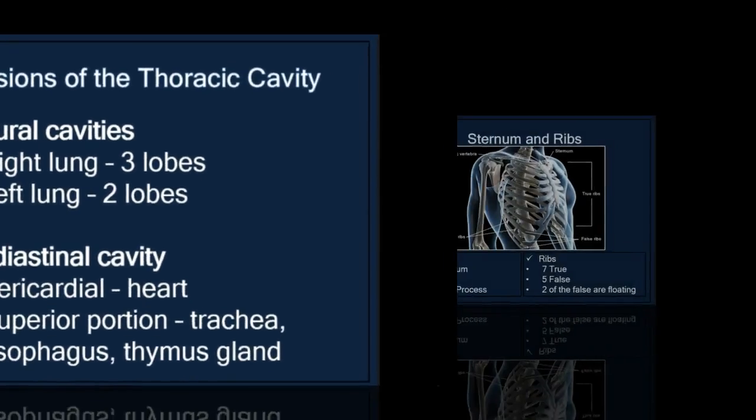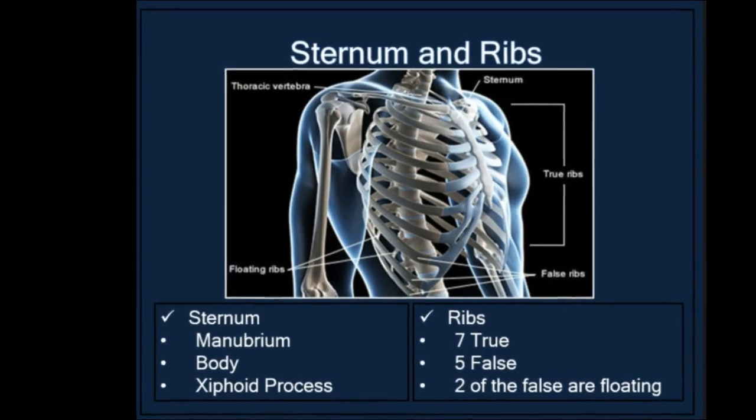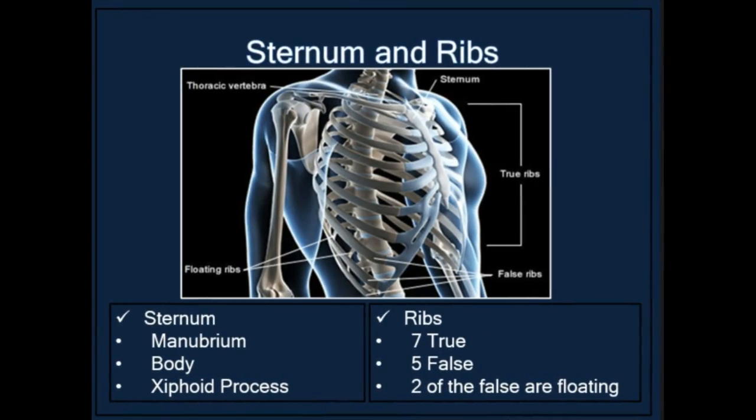To begin, let's review the bony structures that border the thoracic cavity. The sternum is located along the midline and has 3 main parts: the manubrium, the body, and the xiphoid process. 12 pairs of ribs surround the thoracic cavity, including 7 true ribs with a direct connection to the sternum, and 5 false ribs that have only a cartilaginous connection, or in the case of the 11th and 12th ribs, no connection to the sternum at all.